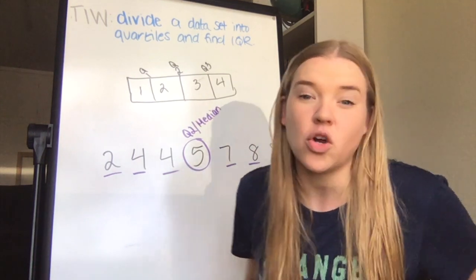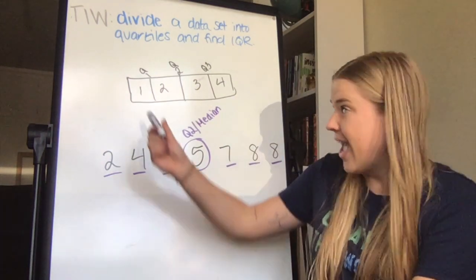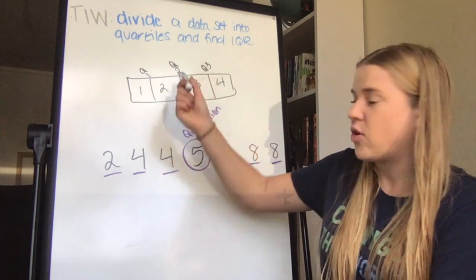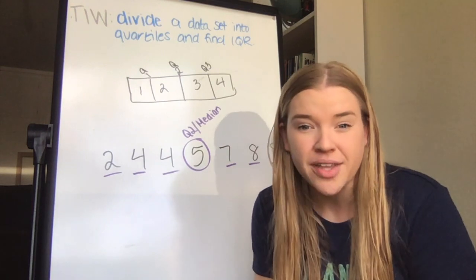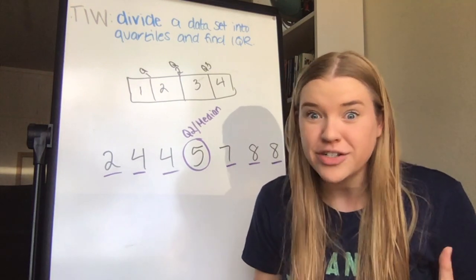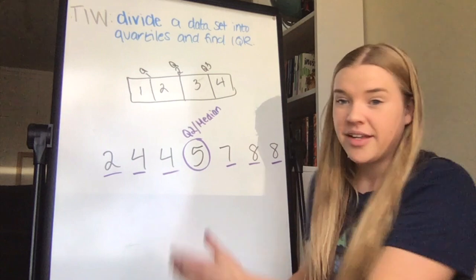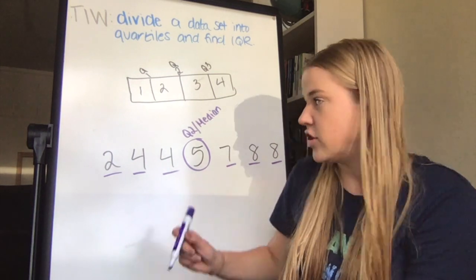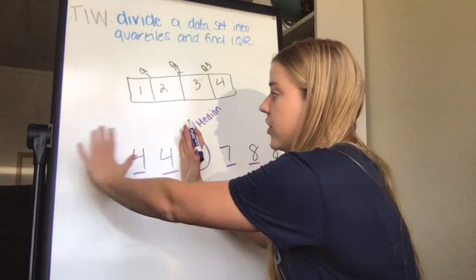So we know that my second quartile here is 5. Now, I still have to find these other lines here, right? My quartile 1 and my quartile 3. In order to do this, all I do is find the median of each side, and that's going to give me my answers. So to find the median, I'm only looking at these numbers.